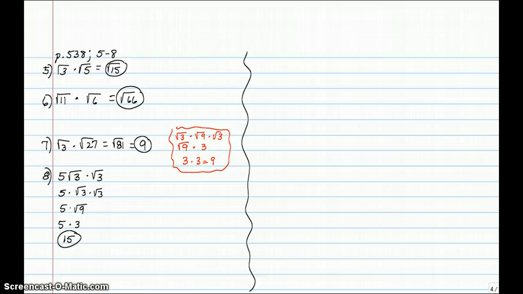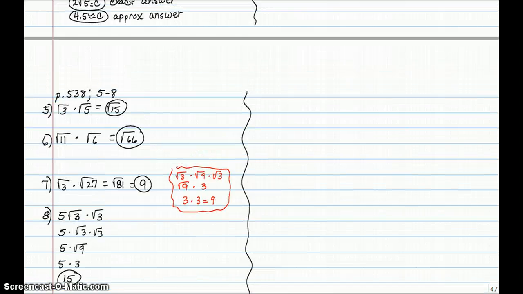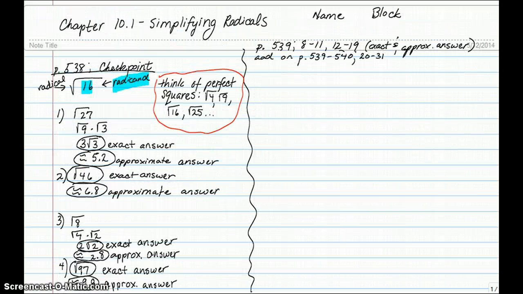And let's go back up and look at what your assignment is. So the first part of the assignment is page 539, 8 through 11, then 12 through 19. Now you need to do both exact and approximate answers. And then onto that, you're going to add pages 539 to page 540 and do 20 through 31. The notes on the left should help you do all of those problems. Refer back to the recording if you have any difficulties throughout the assignment.